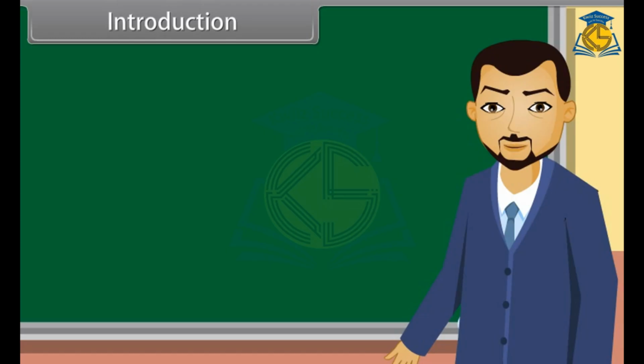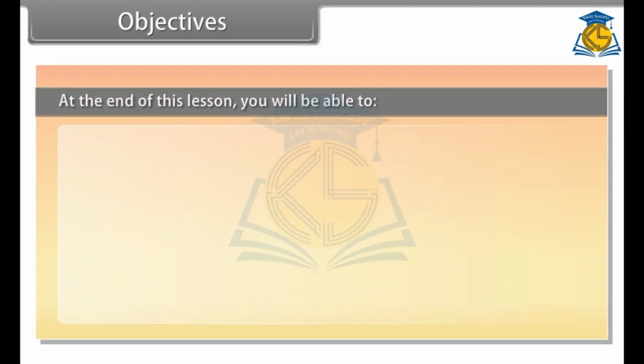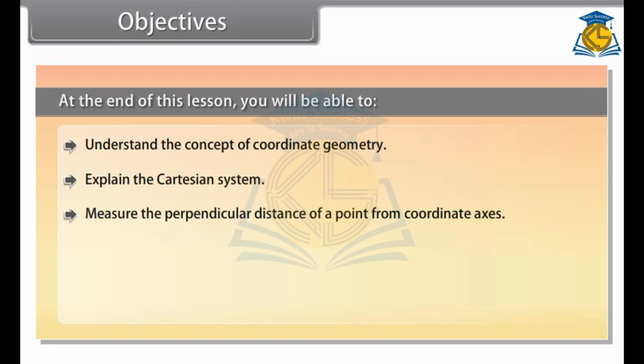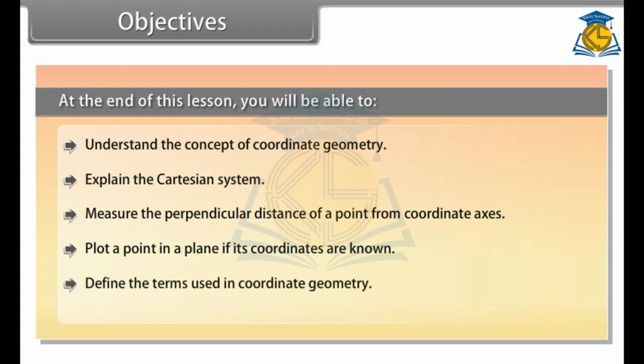Let's start. Objectives. At the end of this lesson, you'll be able to understand the concept of coordinate geometry, explain the Cartesian system, measure the perpendicular distance of a point from coordinate axes, plot a point in a plane if its coordinates are known, define the terms used in coordinate geometry.